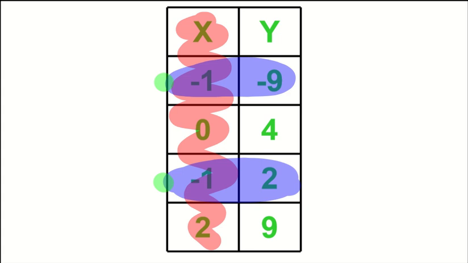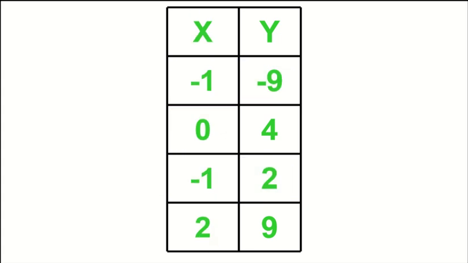So when we push the button, we got a -1, I got a -9. If I push it again, I should get -9 again, shouldn't I? Did I? No, so this one would be not a function. Does that make sense? If you have x's that repeat, like 2 x's or even more than 2, and they don't have the y values repeat also, that means it's not a function.